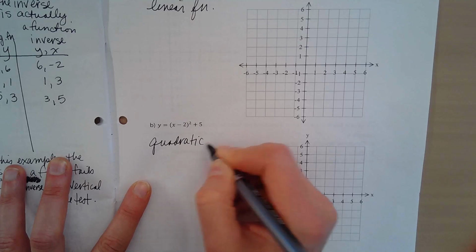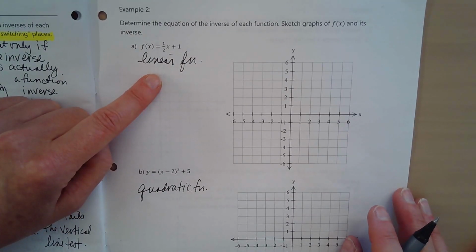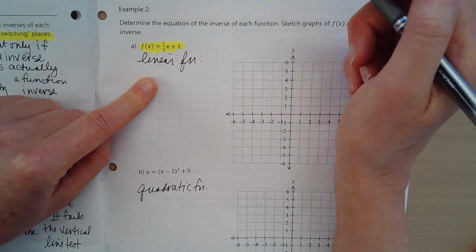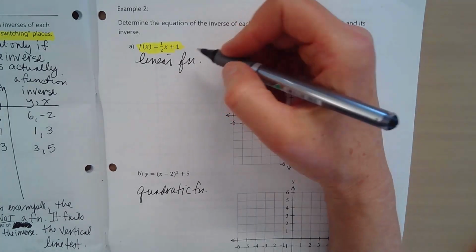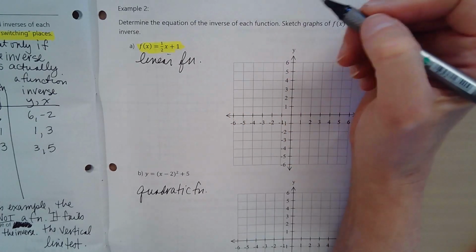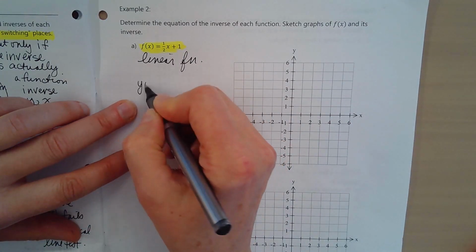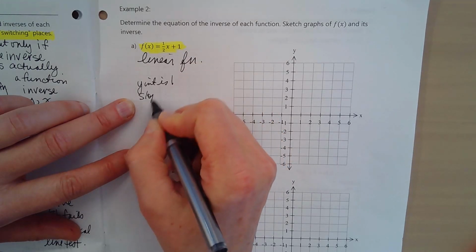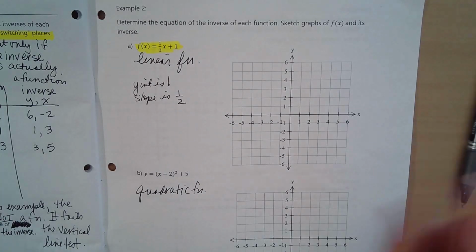Okay, does everyone know how to graph this guy quick? Who wants to help me out? How would you graph this guy quick without using a table of values? What do these numbers mean? What does the half mean? What does the 1 mean? Y-intercept is 1, right? Because it's in y equals mx plus b, and the slope is 1 over 2. Agreed?